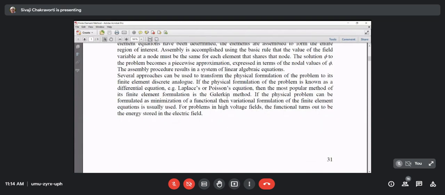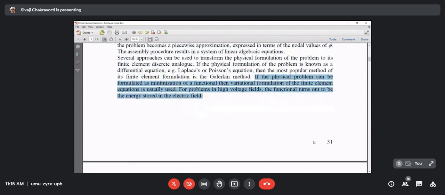If you see the highlighted line, if the physical formulation of the problem is in terms of a differential equation, which is typically Laplace's or Poisson's equation, then the most popular method of formulation, that is the FEM formulation, is called the Galerkin method. But then there are other approaches also in FEM which are very powerful and very flexible.